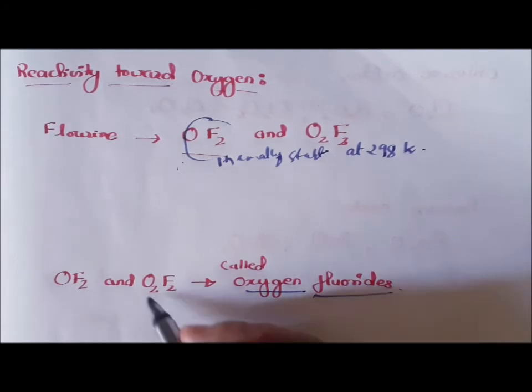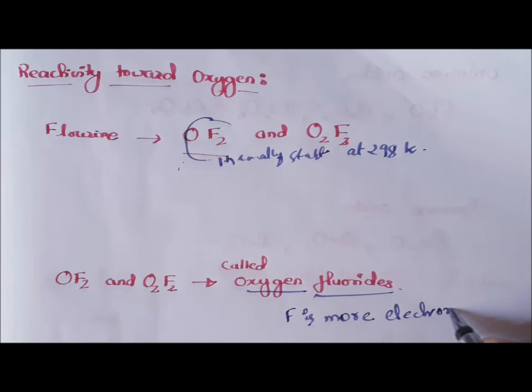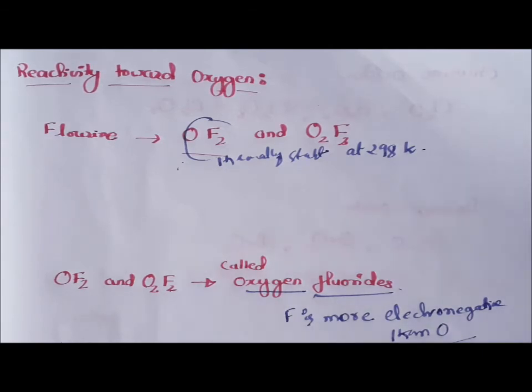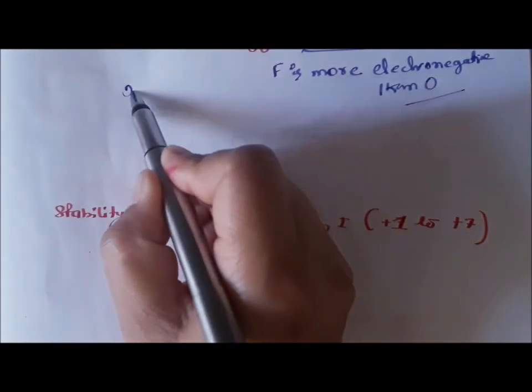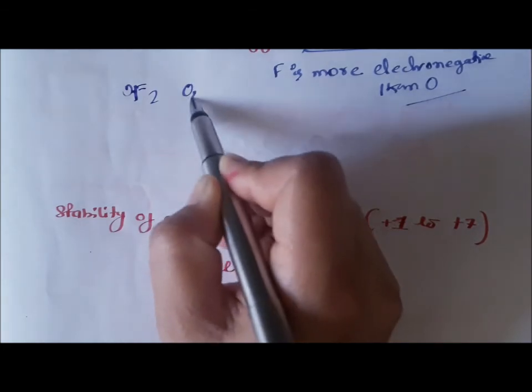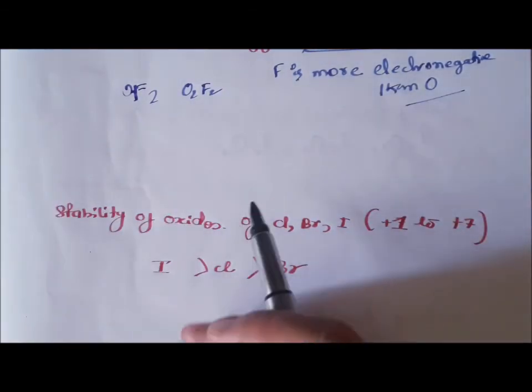Why? Because if you compare the electronegativity of fluorine and oxygen, fluorine is more electronegative than oxygen. So because of this reason, the compound of oxygen and fluorine is called oxygen fluoride, not fluorine oxide. Both OF2 and O2F2 are fluorinating agents. That means they give fluorine to the other element, right?